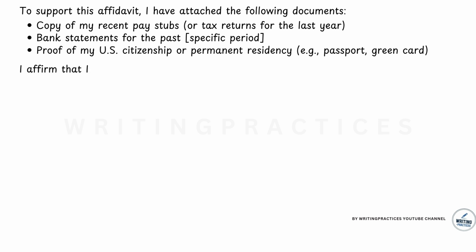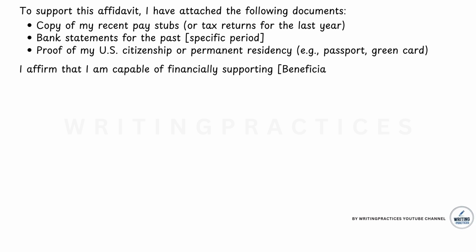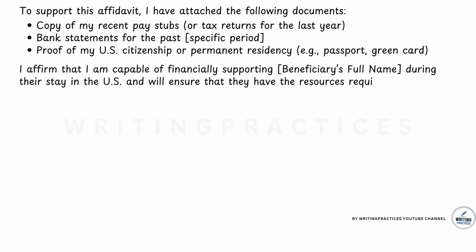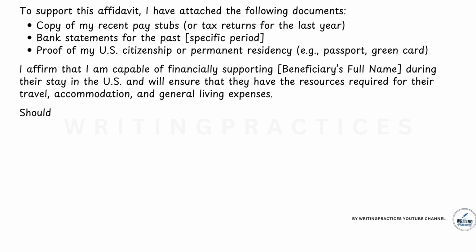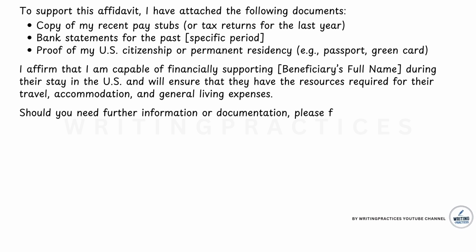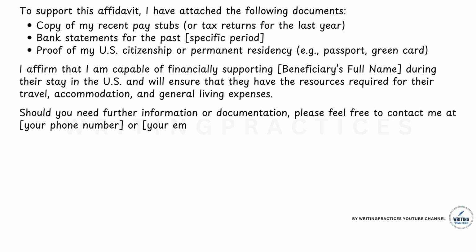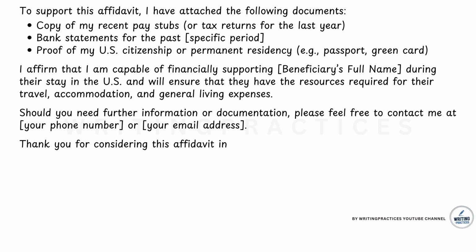Closing paragraph, affirmation and contact information. In this section, reaffirm your commitment to supporting the beneficiary and offer to provide additional information if needed. For example, I affirm that I am capable of financially supporting beneficiary's full name during their stay in the U.S. and will ensure that they have the resources required for their travel, accommodation, and general living expenses. Should you need further information or documentation, please feel free to contact me at your phone number or your email address. This reassures USCIS of your sincerity and willingness to assist further.